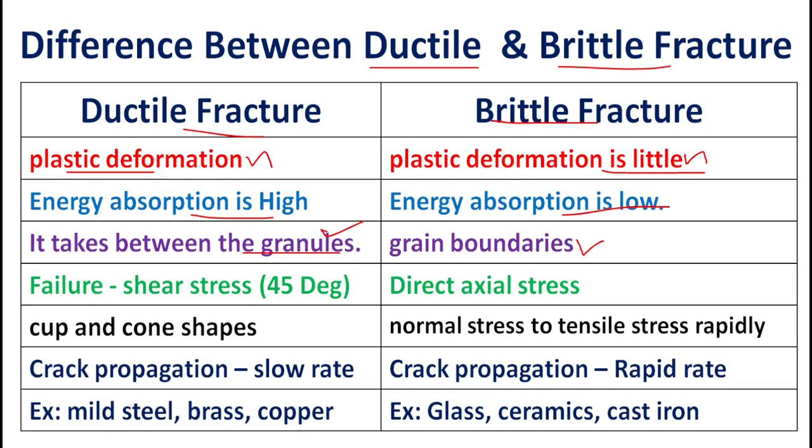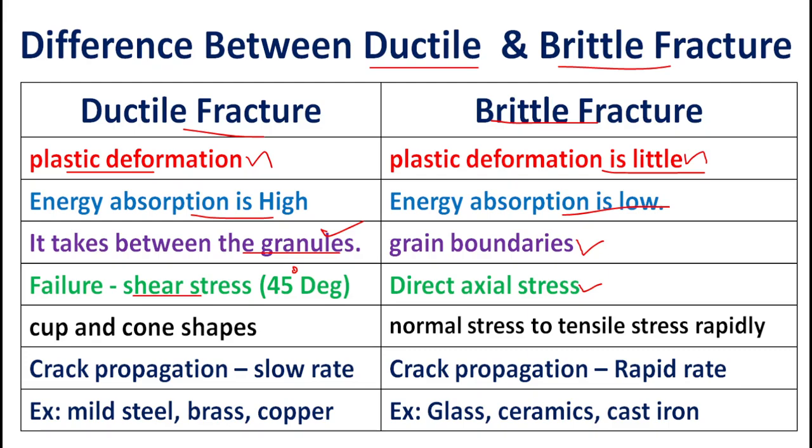Ductile failure mainly takes place by shear stress at a 45-degree angle. In brittle fracture, failure happens by direct axial stress.